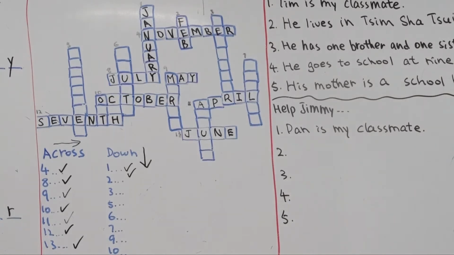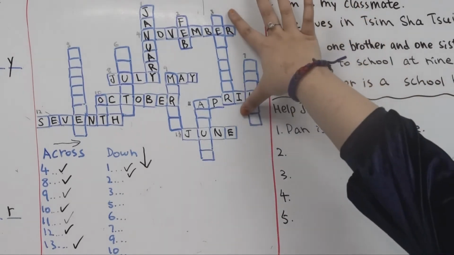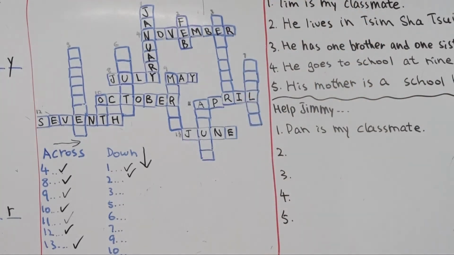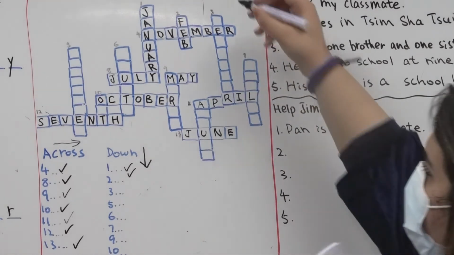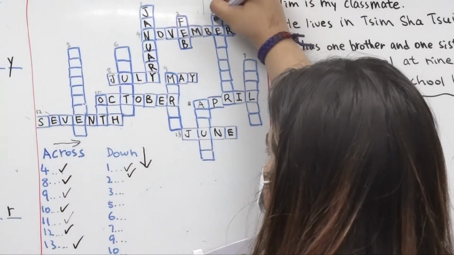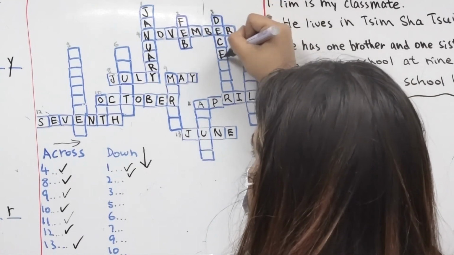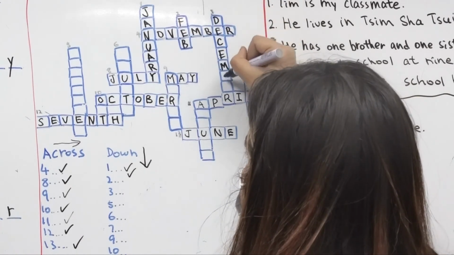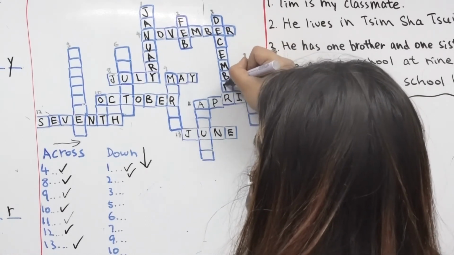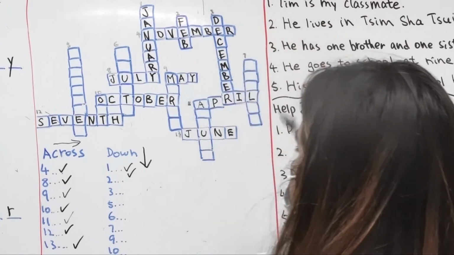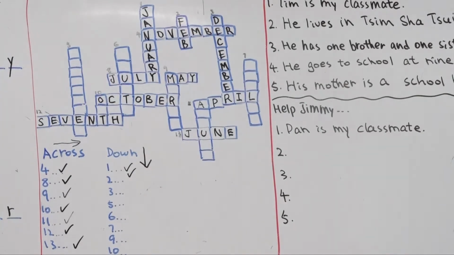Alright, let's check the answers together. Down number 3. Down number 3 goes like the last month of the year. Down number 3 is here. The last month of the year is December. Yes, December. Spelled D-E-C-E-M-B-E-R. Okay, December.